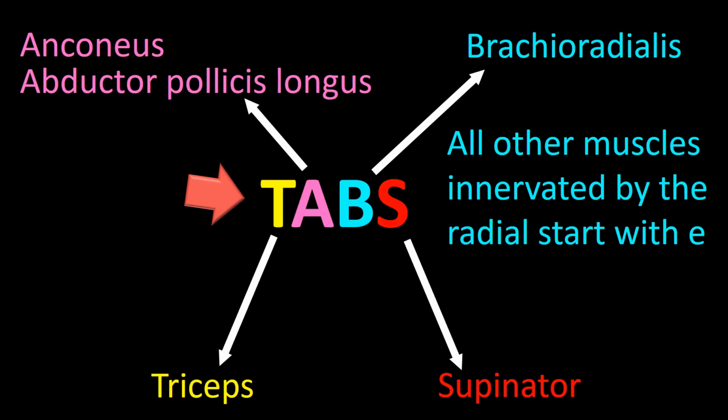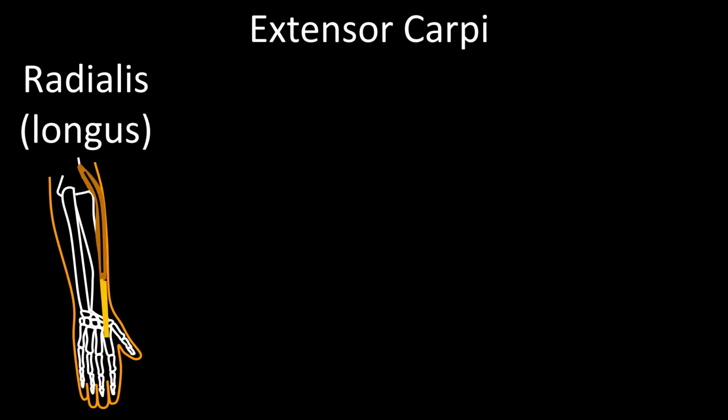Now that we have considered the TABS muscles of the radial nerve, I will briefly talk about 3 radial nerve innervated muscles with the word extensor in their name: the extensor carpi muscles. The extensor carpi muscles are constituted by 3 muscles. The first is the extensor carpi radialis longus, which receives fibers from C6 and C7 and has two actions.